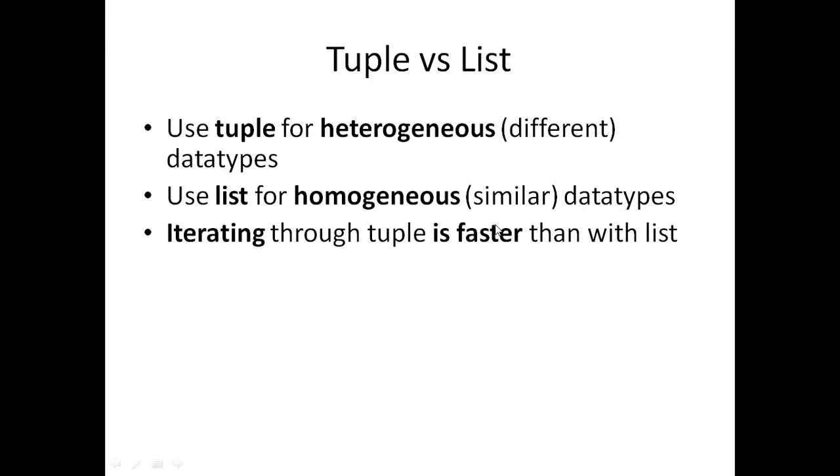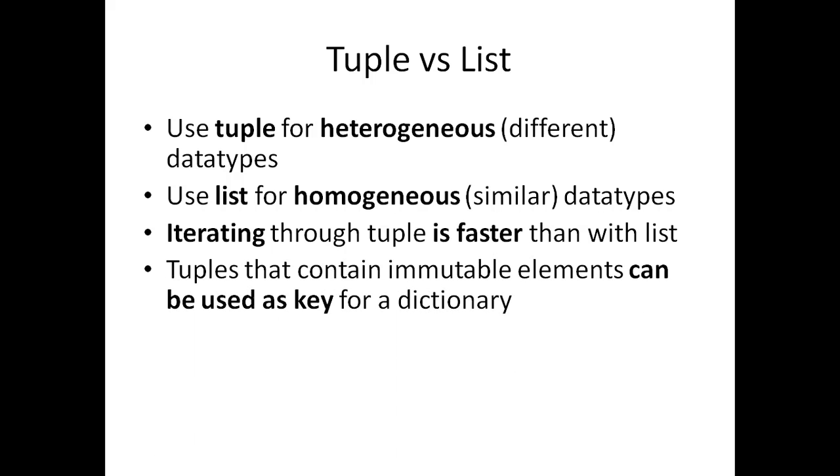Then we will see some advantages of a tuple over a list. Iterating through a tuple is faster than with a list. Since it is immutable, iteration is much faster. Then, tuples that contain immutable elements can be used as a key for a dictionary. We will study dictionaries in the next lecture. There we have to give some keys. If we are using tuples, then these elements are immutable, so these can be used as keys to access the elements inside a dictionary. We will see this later.